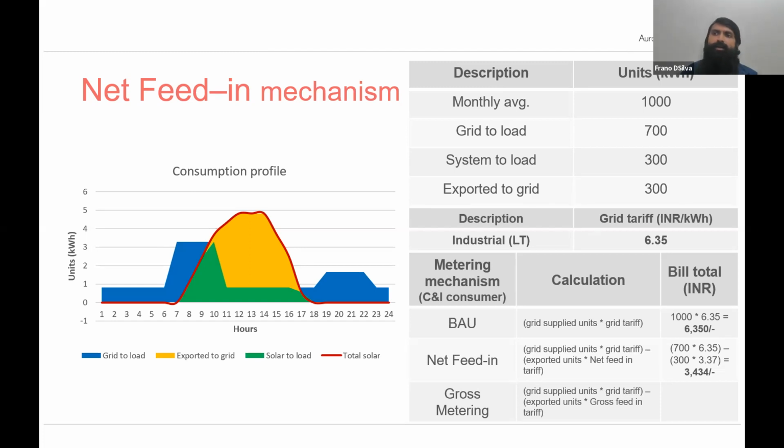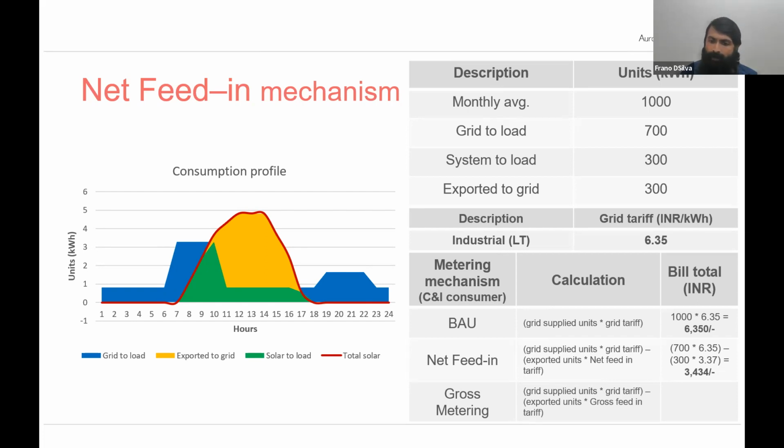Assuming that we are doing the energy accounting for the industrial LT category, the grid tariff for industrial LT category in Tamil Nadu is 6.35 rupees per kilowatt hour. In the table below, we have the business as usual calculation, which is the grid supplied units multiplied by the grid tariff. That is, if we take the grid supplied units as 1,000 and the grid tariff for industrial LT according to Tamil Nadu, we get a bill total of 6,350 rupees.